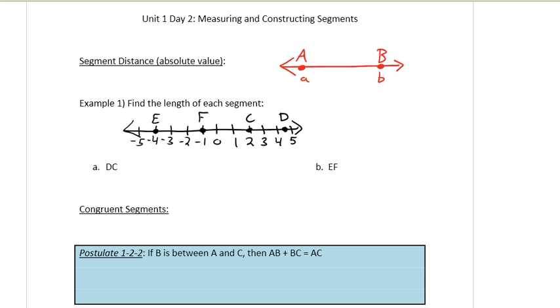So remember what the segment was. It's a chunk of a line. We're going to look at a couple different things. First thing we're going to look at is segment distance, or the absolute value. Hopefully that term rings a bell from Algebra 1 or even maybe before that. All that means is we're trying to find the absolute distance between A and B. And it's absolute because we're going to have negatives involved on occasion. So again, it's the distance between 2 points.